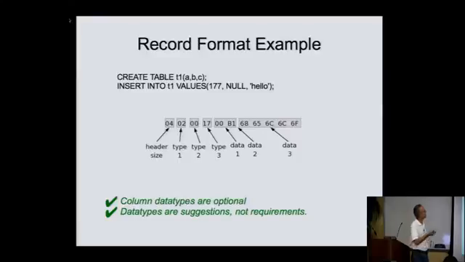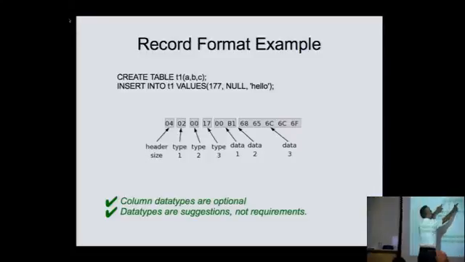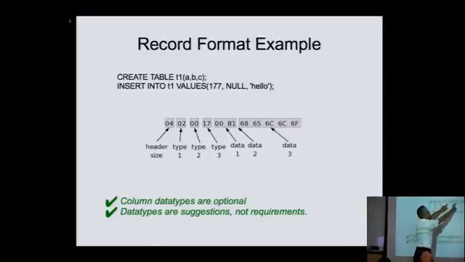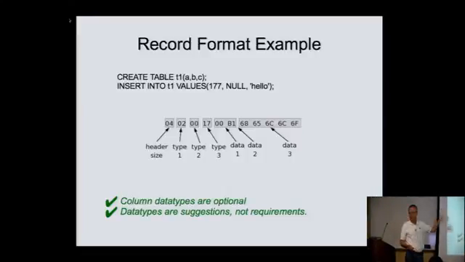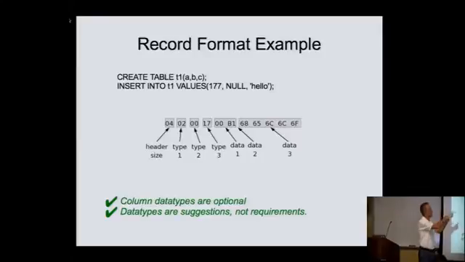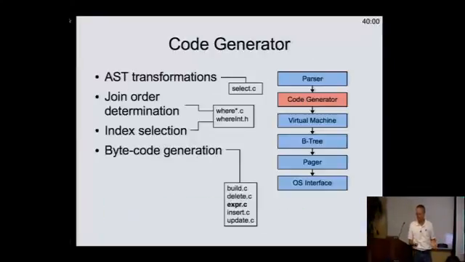Here's an example encoding. Create table ABC. Notice I didn't put any type information in there. I just have 3 columns, A, B, C. And you can do that in SQLite. I'm inserting 177, a null, and hello. Here's the header in these 4 bytes. Then here's the 2-byte integer for 177. The null doesn't take up any data at all. And then there's the string hello. So that's the encoding.